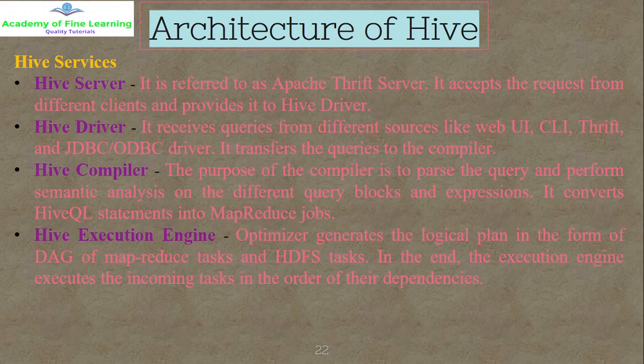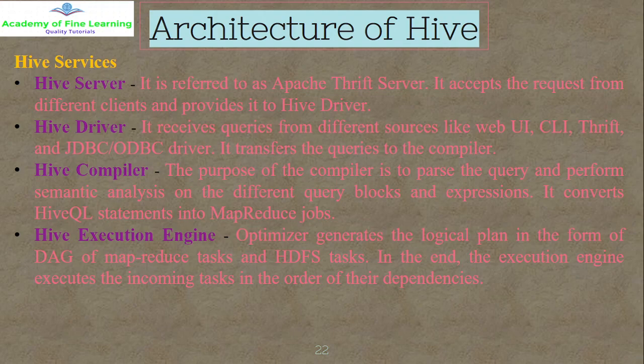Then we have the architecture of Hive. Hive services, we're learning the architecture of Hive, right? So Hive services go through the other components. We have the Hive server. The Hive server is referred to as the Apache Thrift server only. It gets the requests from the different clients and provides them to Hive. Now we have the Hive driver. The Hive driver receives queries from different sources like Web UI, CLI, Thrift, and transfers the queries to the compiler. That is the job of the Hive driver. The Hive compiler will do the compilation process to turn a Hive query language statement into MapReduce.